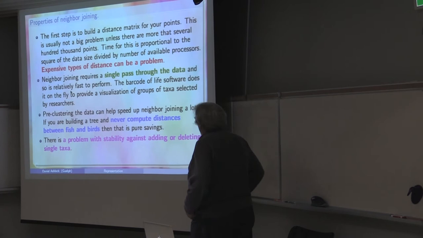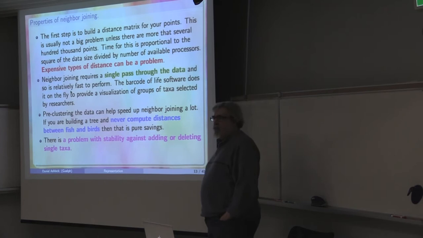And like the Barcode of Life software, they're across the street from me in Guelph, and they're trying to get the cytochrome oxidase subunit I gene for every animal on Earth. And these things are highly diagnostic of species. Anyway, they do this on the fly to provide visualizations of groups of taxa selected by researchers. So yeah, I want these 3,000 barcodes, show me the tree. Here it is. Now, pre-clustering data can help you speed up neighbor joining a lot.